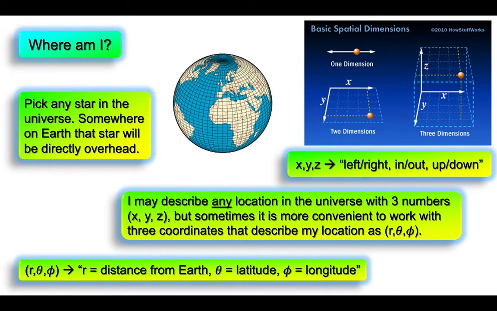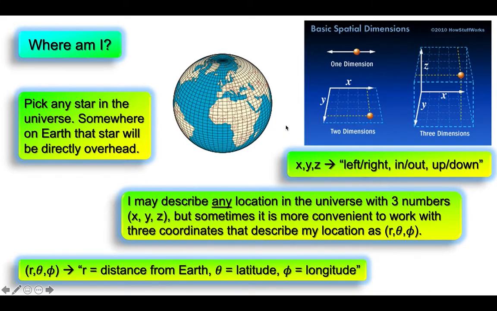Okay. Well, I could think of the location of that star in the sky kind of as my latitude and longitude. So if I think of theta as being my latitude and phi being my longitude, then I could fully describe the location of any star in the universe as just saying, at what latitude and longitude would I have to go on the Earth if I want that star to be directly overhead? And then I just ask, how far away is that star?